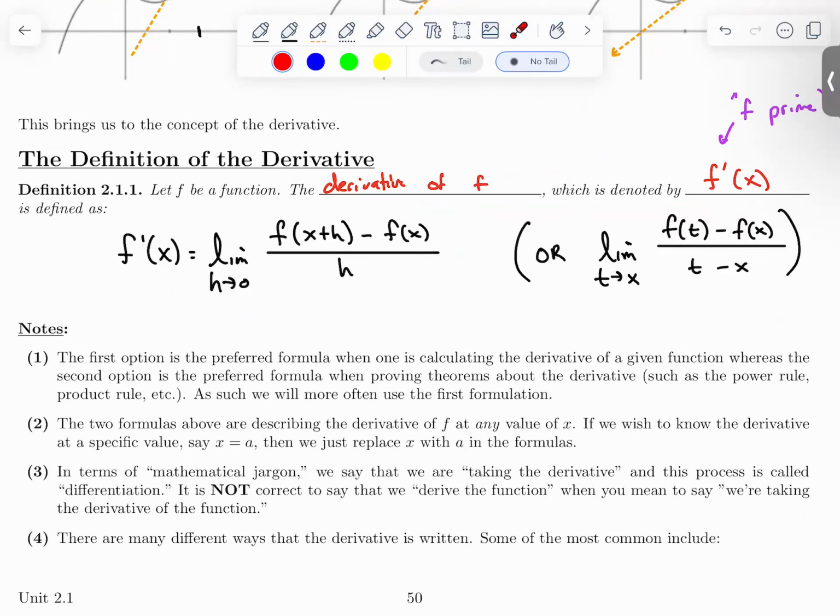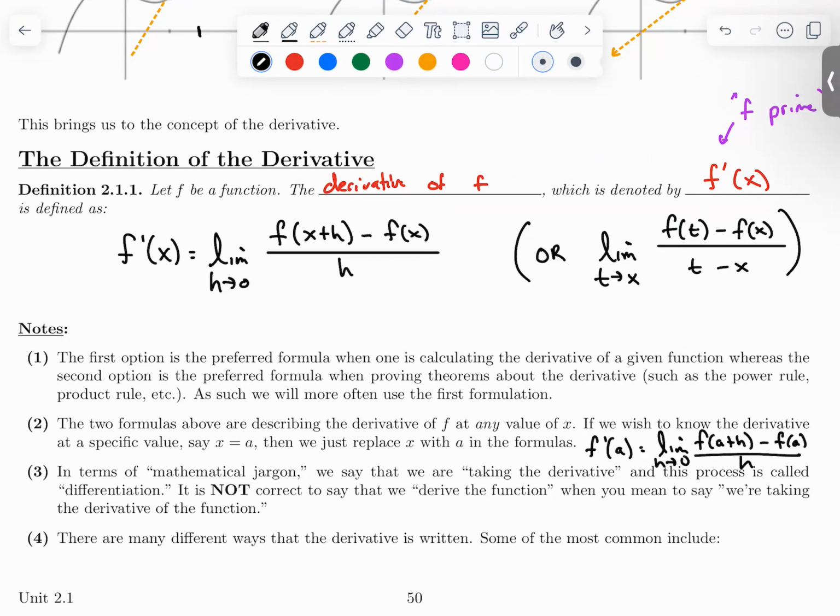This was a specific version of it. Or sorry, this was the general derivative for any X value. If you want to find the derivative at a specific A value, you would use A instead of X. So you'd say f prime of A. F prime of A is equal to the limit as H approaches 0 of f of A plus H minus f of A divided by H. The only thing that's changed is I've replaced the X's with A's.